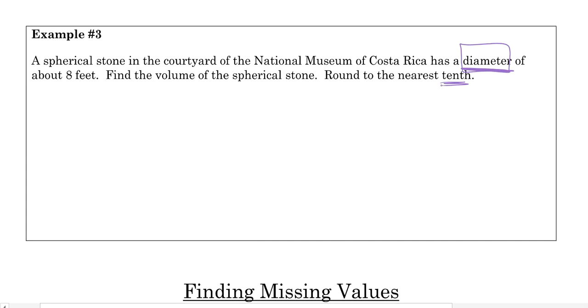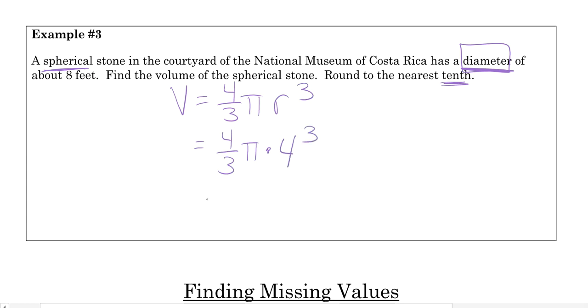Okay, so this problem has a few curveballs in it that are a little different than what we've been doing, so we want to make sure that we're paying attention. We see that it's a spherical stone, so we're going to be using our sphere formula, which is 4/3 pi times radius cubed. And you'll notice in the problem that it gave us the diameter. So in order to get the radius, I have to cut that diameter in half.